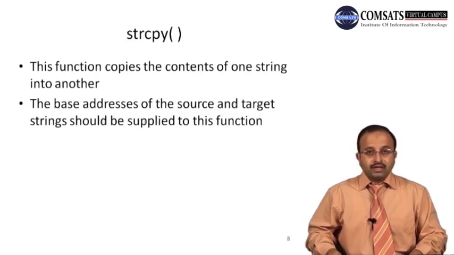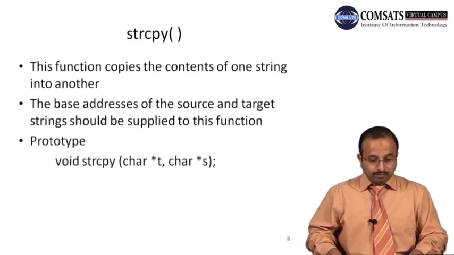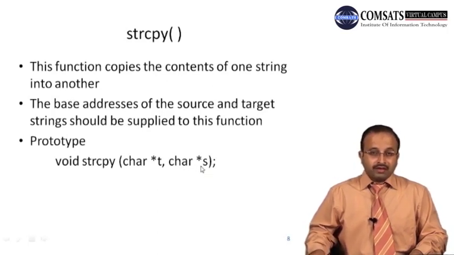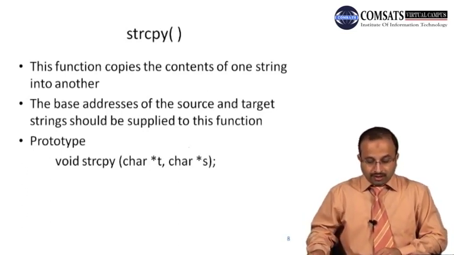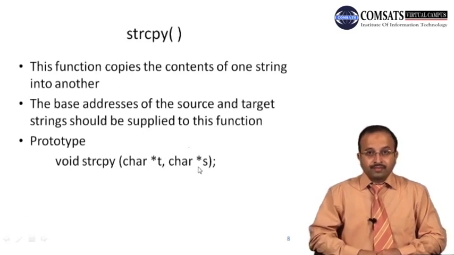In the string copy function, the source string is the string from where you are going to read the characters, and the target string is the string where you are going to write those characters. This is the prototype of the function. The second string must be the source string. Whatever the base address of the second string is, it will read that string and write the content over here. Okay? How long will it keep writing? Until the end of this string comes.